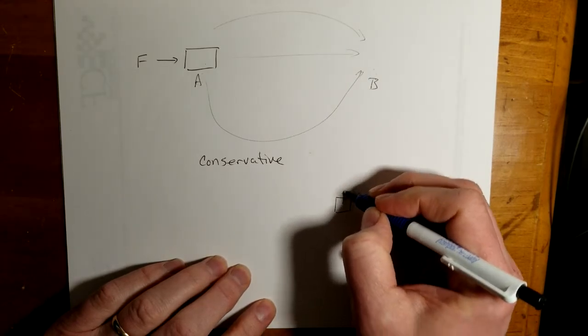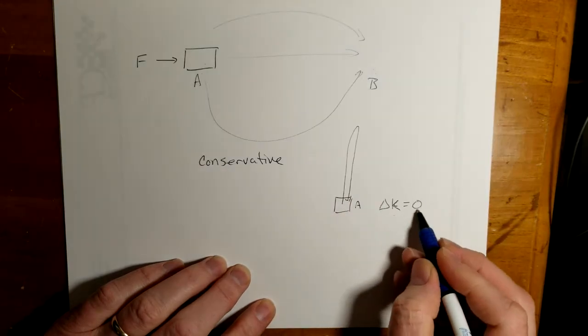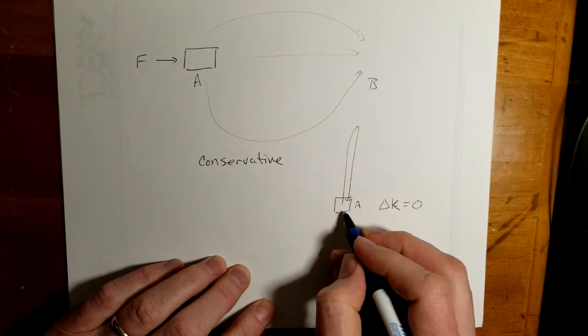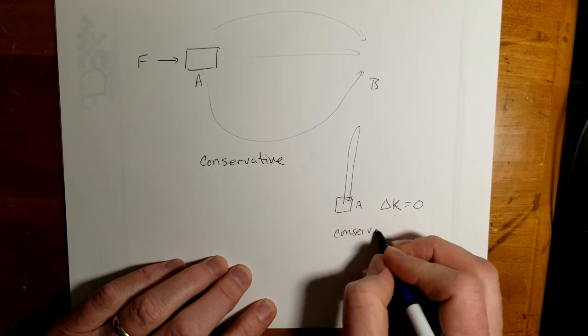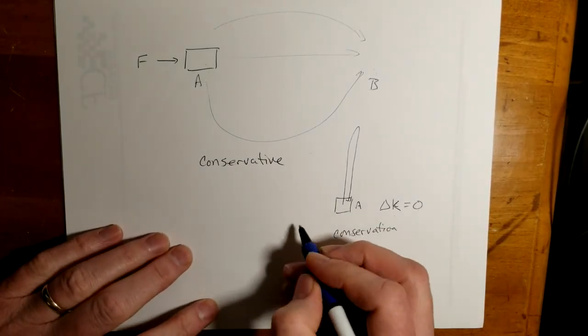Another way of looking at it is if I have an object at some point A, and it goes through a round trip and ends up back where it started, where the change in kinetic energy is 0, then the force that was being applied to it is conservative. Now that's a little bit more specific because that sort of assumes that the force is a constant. And an example of that would be the gravitational force.